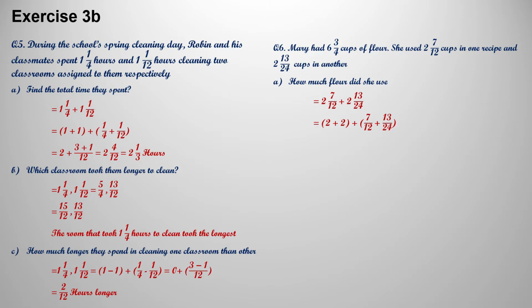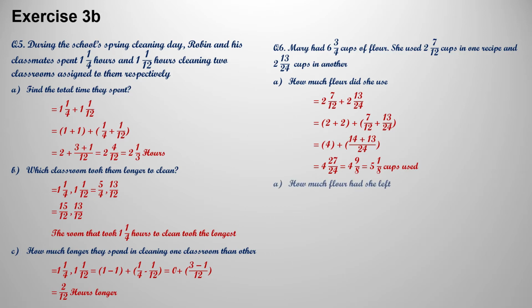Different denominators, so we need to find the common denominator using LCM, which will be 24 in this case. So we have 4 plus 14 plus 13 over 24, 4 whole 27 by 24. You need to simplify this 27 by 24 bit, which will be 4 whole 9 by 8. And since the numerator is greater than the denominator, we can write it as 5 whole 1 by 8 cups used.